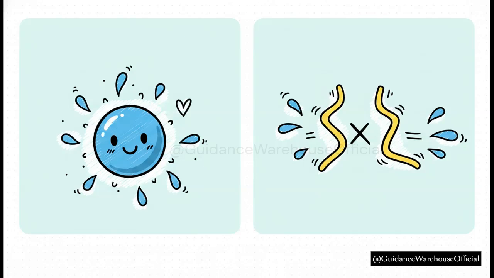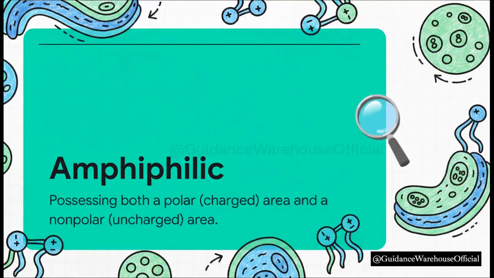But on the exact opposite end, we have the hydrophobic tails. These are long hydrocarbon chains that, well, literally hate water. They are nonpolar, and if you force them into a watery environment, they will do everything in their power to hide from it. Now, scientists actually have a specific name for this type of molecule. It's called amphiphilic. That simply means dual-loving, possessing both a charged polar area and an uncharged nonpolar area. And this dual personality is the secret architectural foundation of all complex life.